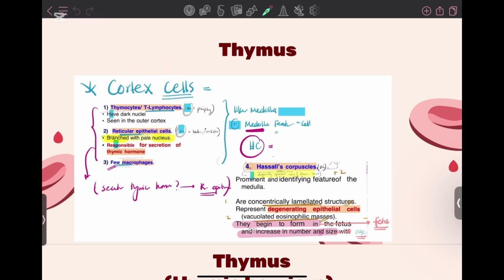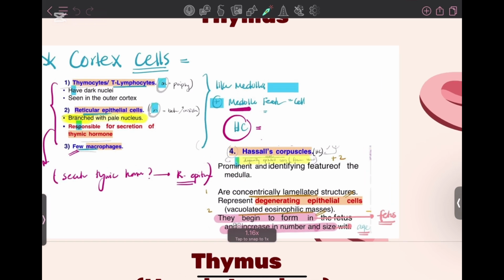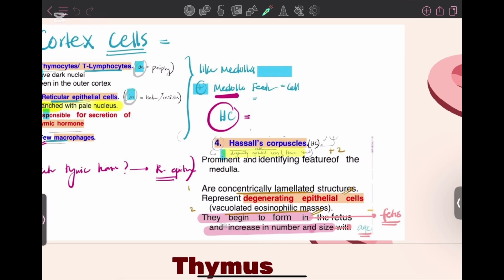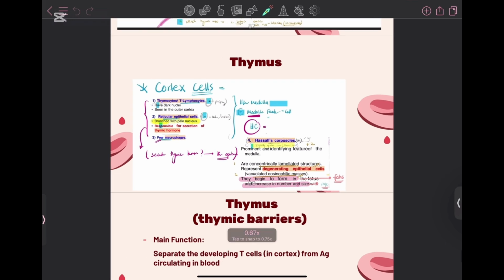The medulla has exactly the same features as the cortex, but plus something very important in the medulla is that it includes the Hassall's corpuscles. Just know this. What is it? Basically, it is a degeneration of the epithelial cells, as if they are degenerating and being degraded. Okay, this is for the thymus.